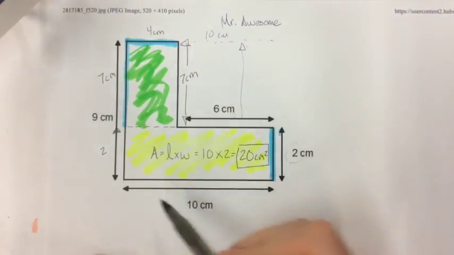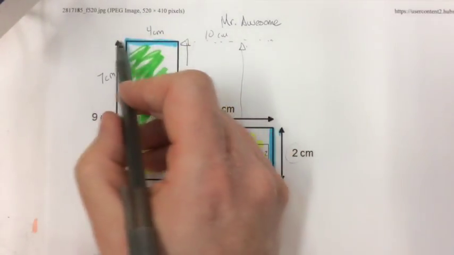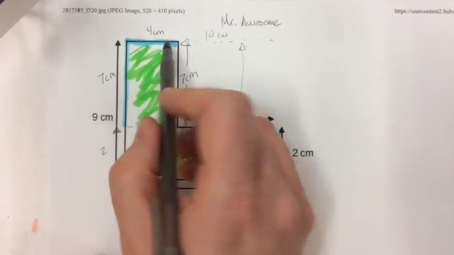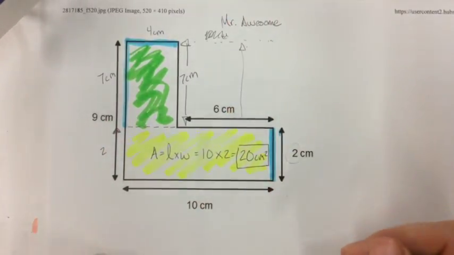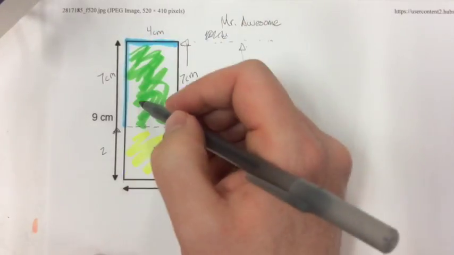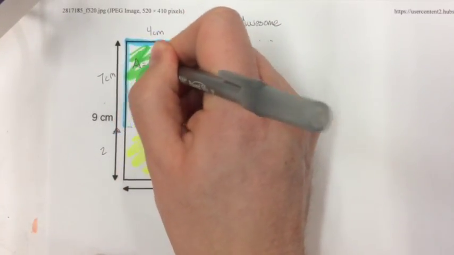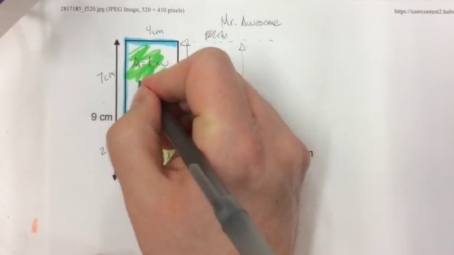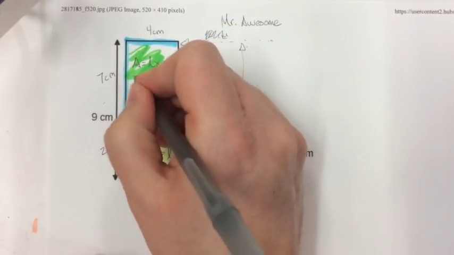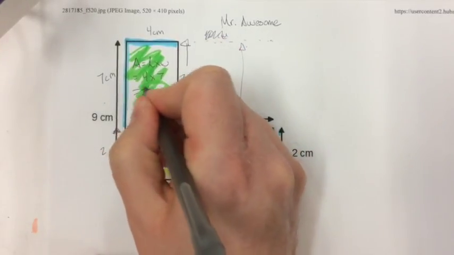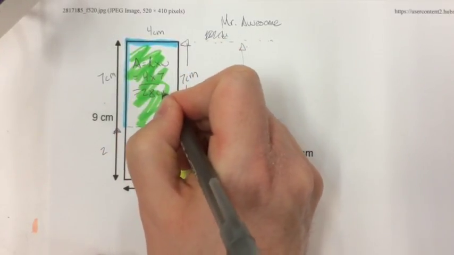This missing piece is 4 centimeters. So I had this long piece that was 10. I've already used up 6, leaving me with only 4 left over. So this can go away. So now I know the dimensions of this one. It's 7 and 4. So I can say that the area is still the length times the width. In this case, it's equal to 4 times 7, or 28 centimeters squared.